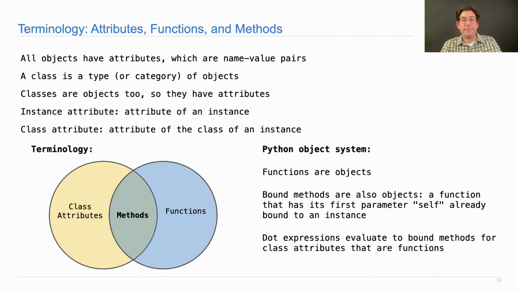Dot expressions evaluate to bound methods for class attributes that are functions. If I write instance.methodName, I get a bound method where the method was looked up by its name. It started out as a function, but then the instance was filled in as the first argument, and so when calling this bound method, I just have to pass in the rest of the arguments.